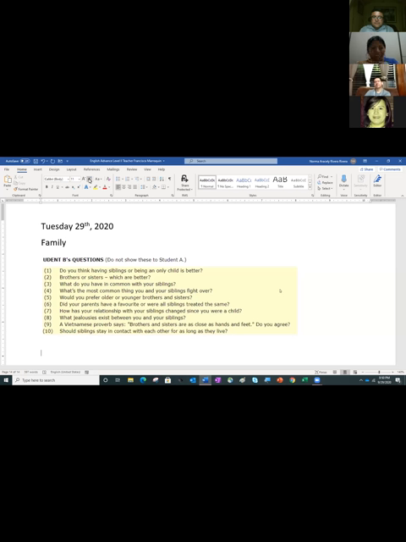This is a similar meaning. Number 10. Should siblings stay in contact with each other for as long as they live? Well, in my case, I have two situations. My sister lives near my house, and I see her often, and my brother lives in the United States, and I only see him physically one time a year, but we FaceTime every week. Technology gives good support to relationships nowadays.